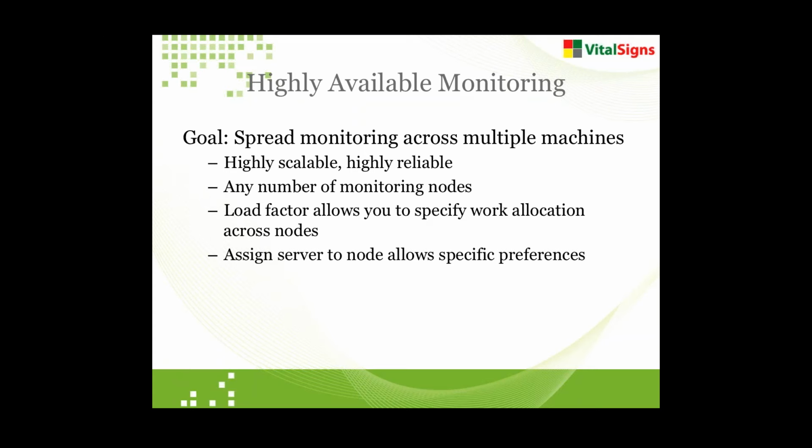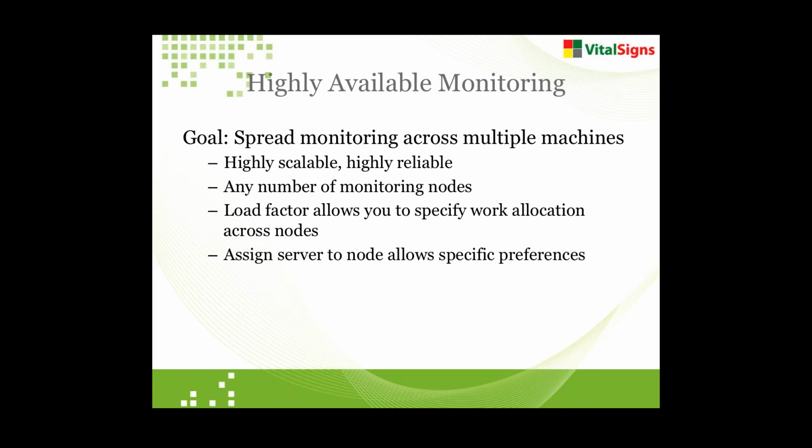So when it comes to highly available monitoring, or HA, our goal is to spread monitoring across multiple machines or multiple workstations, and that is to make it highly scalable and highly reliable. So as we've gotten ever larger enterprise accounts, they've asked for higher scalability, higher reliability. So in our implementation, we allow you to have any number of monitoring nodes. Obviously you need to have at least 2 or it's not HA, but you can have 3 or 4 or 5. And there's something called a load factor, which allows you to specify work allocation across nodes.